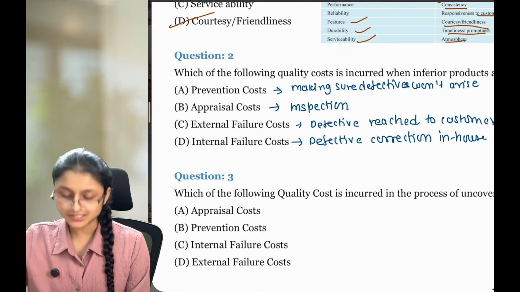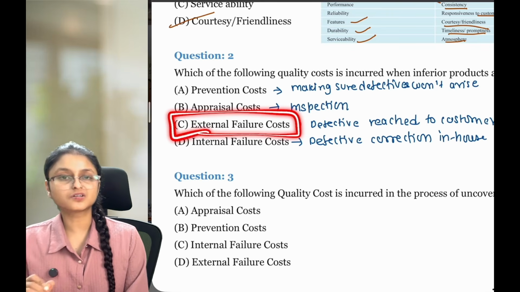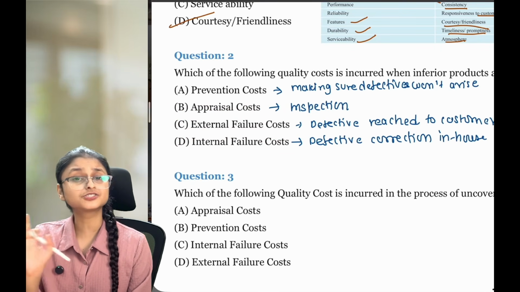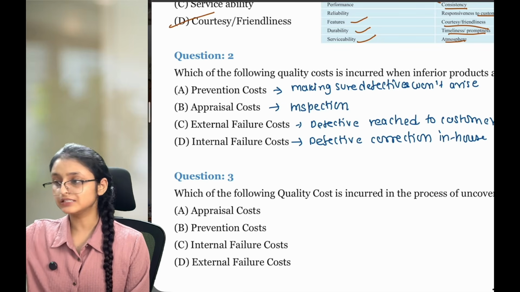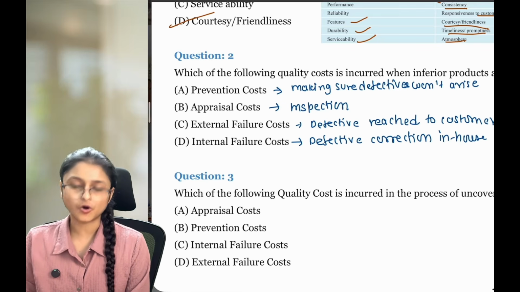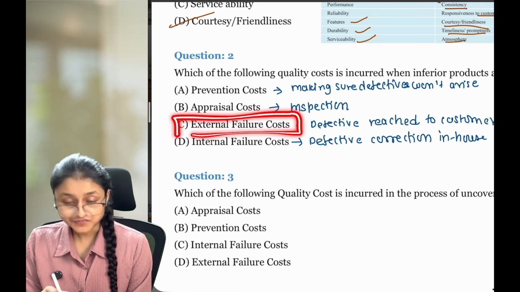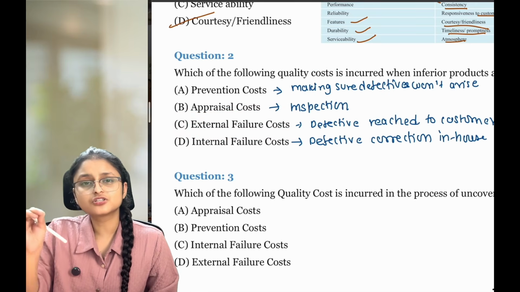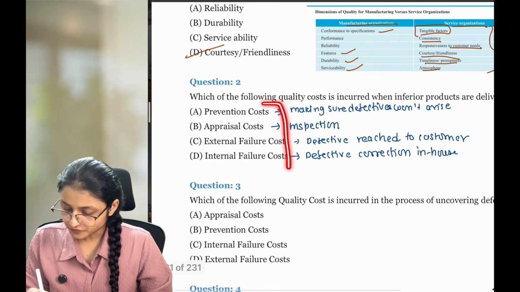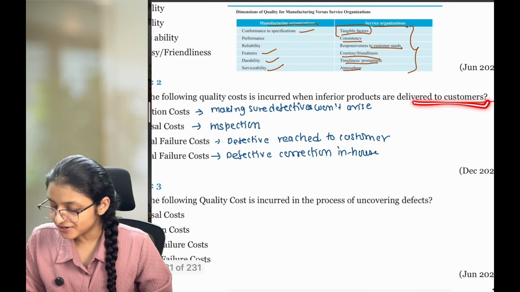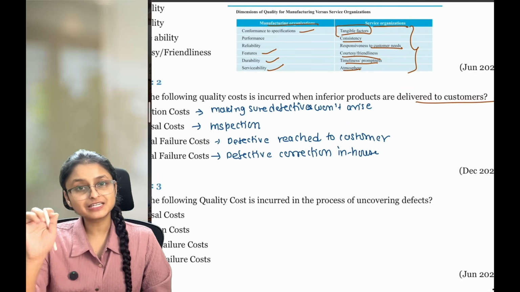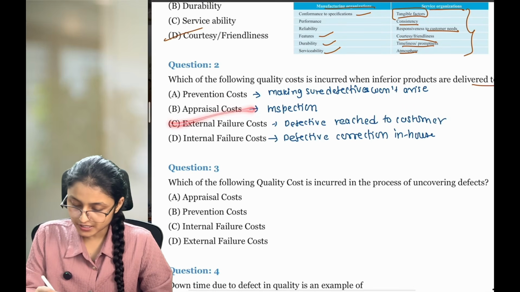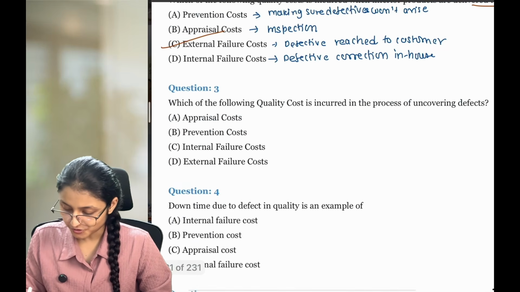And the last one is external failure cost, when the defective product has reached the customer. This is the worst kind of quality defect which can arise in the organization, that your defective product has reached the customer. If that happens, then your reputation is going to get damaged. Now, out of all of these, the question says the product is delivered to the customer. Whenever the defect arises after the product is delivered to the customer, that is external failure cost. Now, let's move forward to the next one.